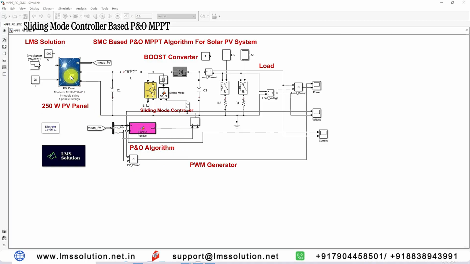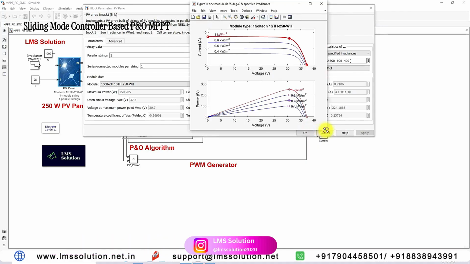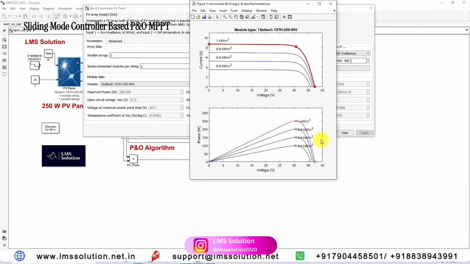This model consists of a 250 watts PV panel. The open circuit voltage of the PV panel is 37.3 volt. The voltage at maximum power point is 30.7 volt. The short circuit current is 8.66 amps and current at maximum power point is 8.15 amps. Here you can see the IV and PV characteristics of this 250 watts PV panel.